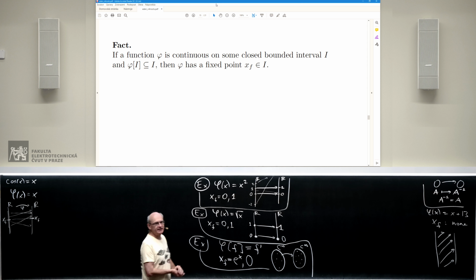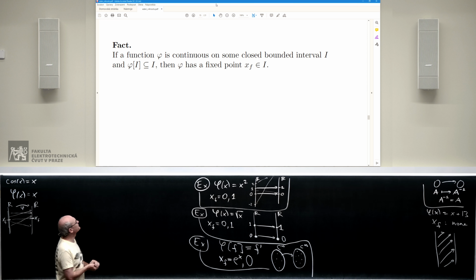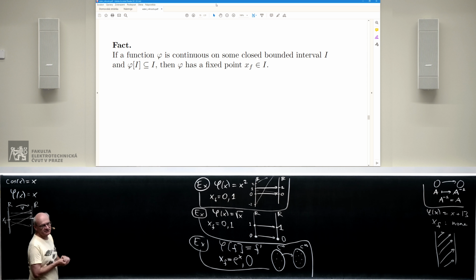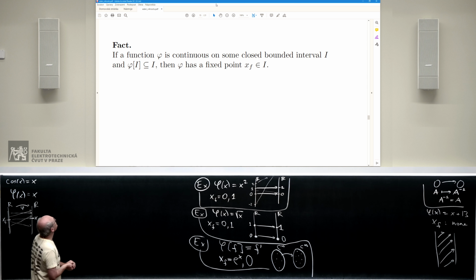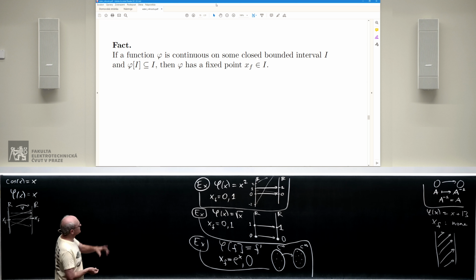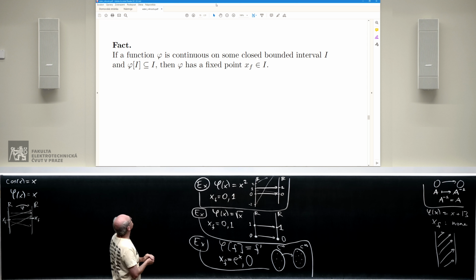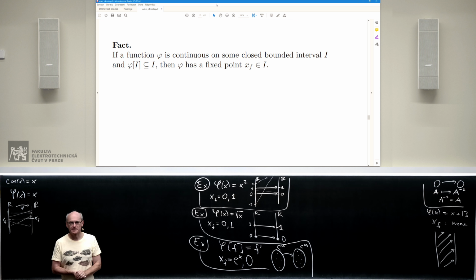Here is a very nice statement. The function is continuous on some closed bounded interval. That's an assumption, because functions which are not continuous are troublesome. And it says that if the function maps a specific interval into itself, then it must have a fixed point.